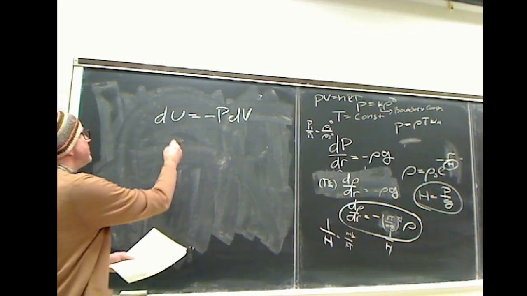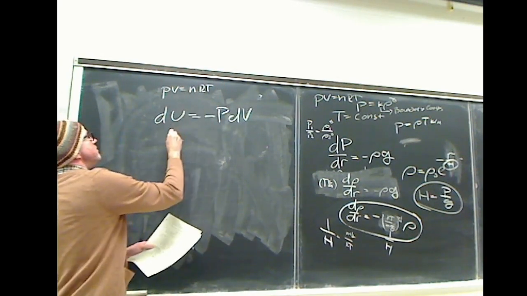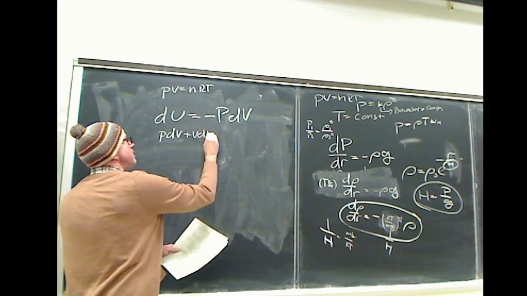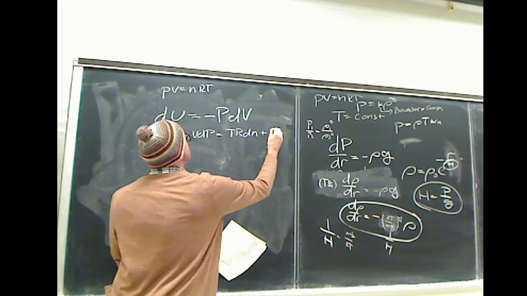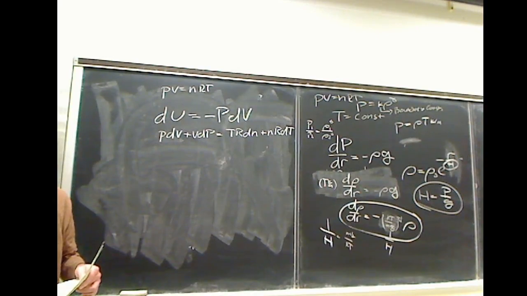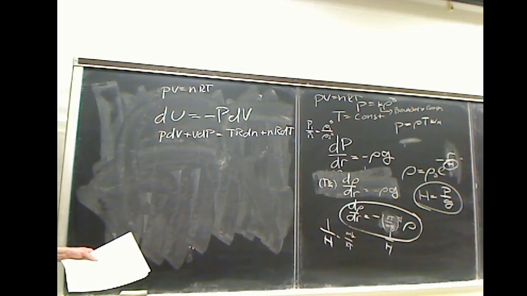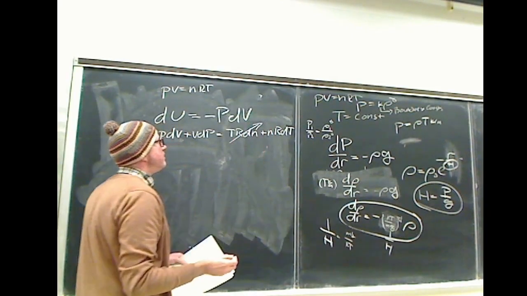So I can take PV equals nRT, and I can take a derivative of this, and I'm left with P dV plus V dP equals T R dn plus n R dT. Does that make sense? Yes. Chain rule, but I'm differentiating with respect to nothing. So we're going to fix the number of atoms, so we'll get rid of that one.